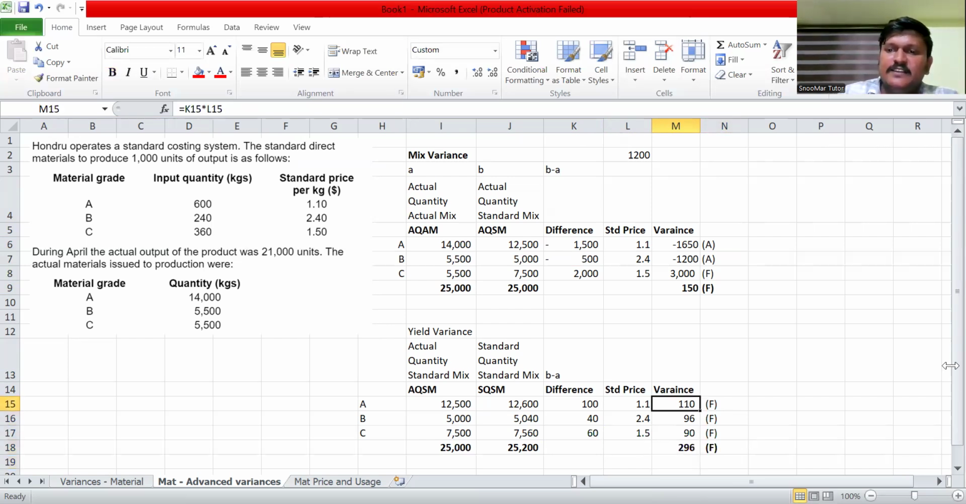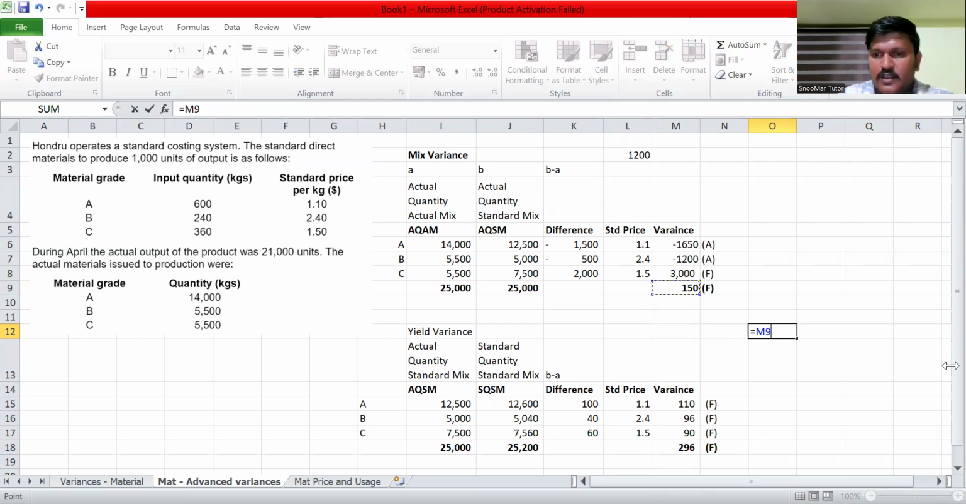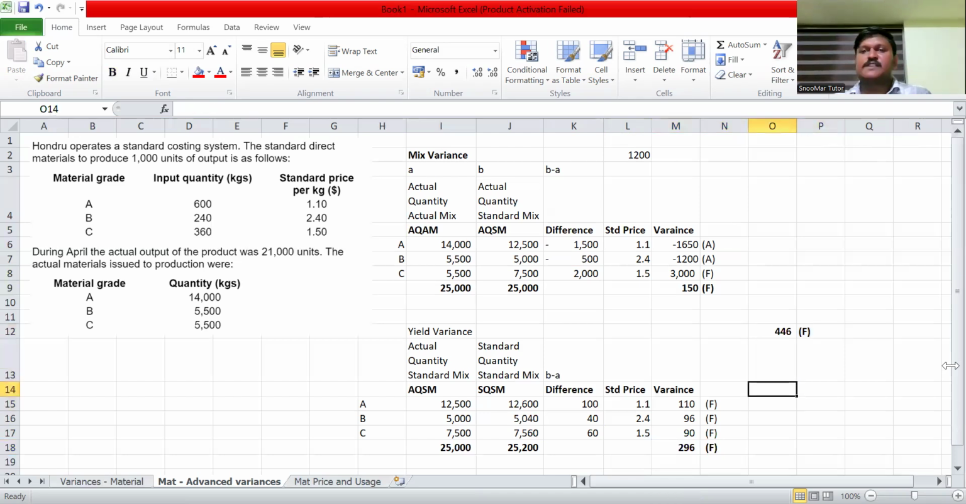Now let's add these two things together, so that the total of these two things would be a usage variance. So I'm adding 150 favorable plus 296 favorable. I'm getting 446 favorable as my usage variance. Okay, now let's cross check. What was the formula for my usage variance?